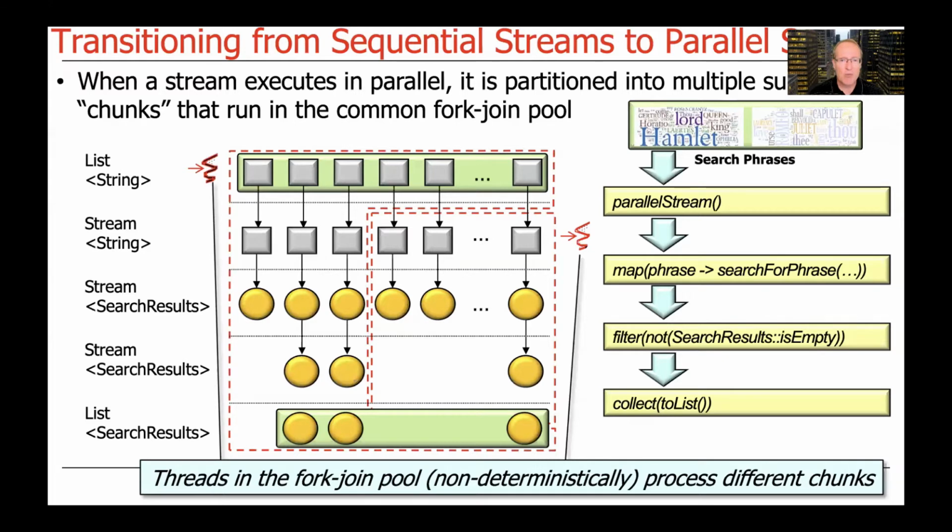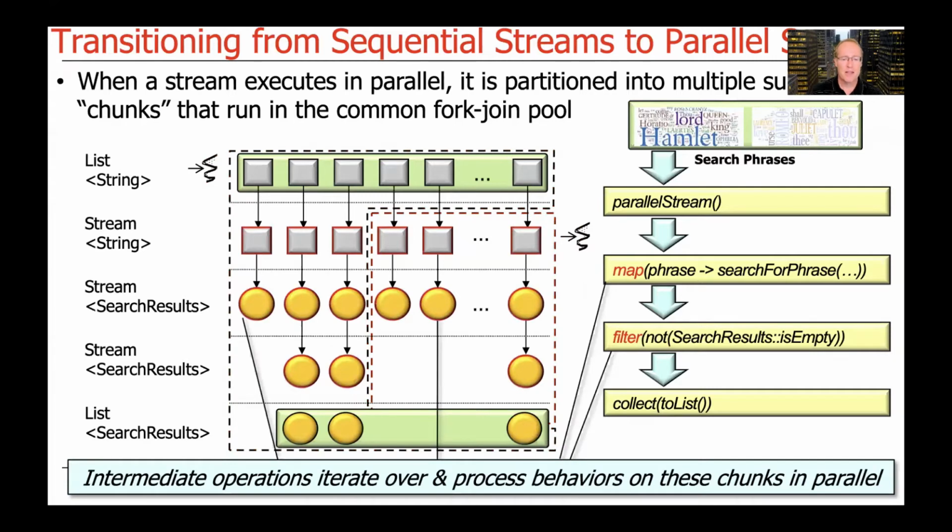The threads that run in the common fork join pool, of course, can execute non-deterministically. That's the beauty of concurrency and parallelism. You don't really care the order that they run in. All you care is that they run faster and you get the results back correctly and perhaps in the right order if that's what your semantics dictate in terms of how you've configured the various properties of the stream.